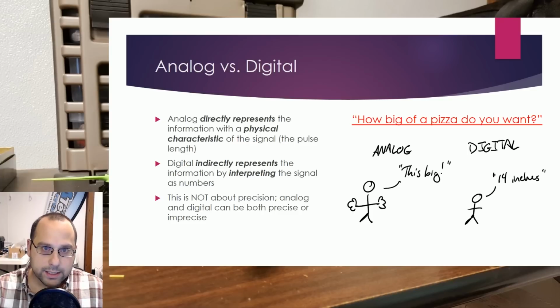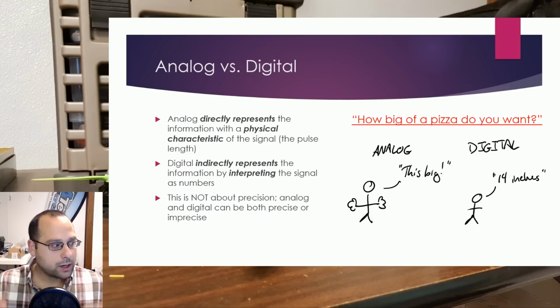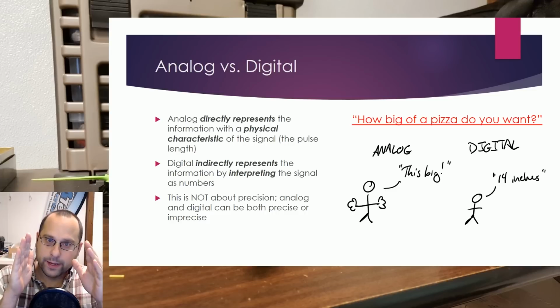Digital indirectly represents the information by interpreting the signal as numbers, and the numbers themselves represent the information that we're trying to encode. Again, that is the throttle value. So the analogy that I've made here on this slide is if you were to ask the question, how big of a pizza do you want? One way to answer that question is to just hold up your hands and go, this big.